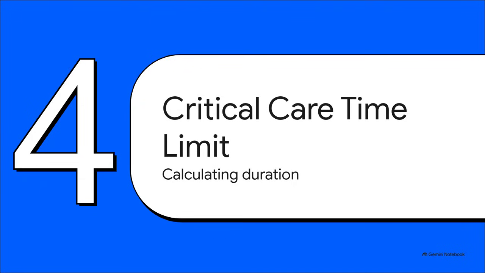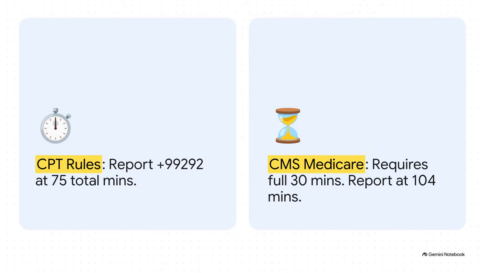Which leads us perfectly into Section 4, Critical Care Time Thresholds. Assuming we hit that 30-minute minimum, let's tackle the math. Okay, so the base code for the first 30 to 74 minutes is 99291. Simple enough, right? But what happens when you cross that 74-minute mark? Notice the wild contrast here.